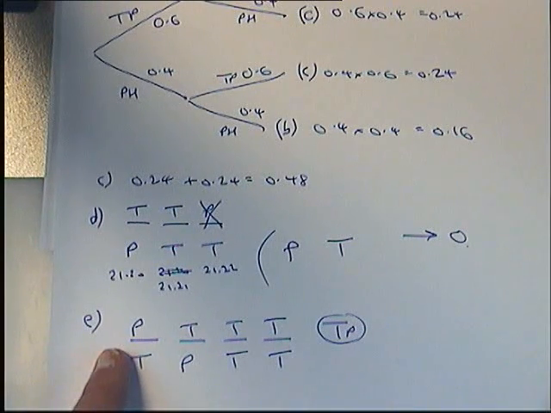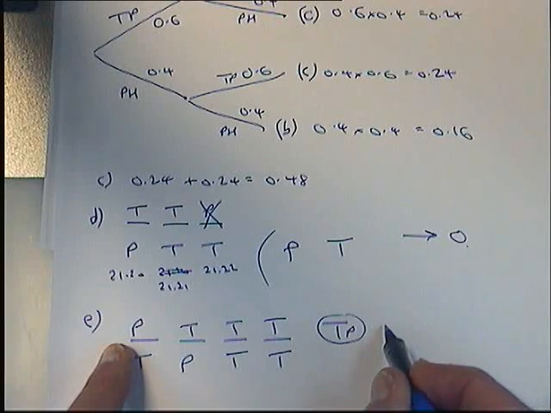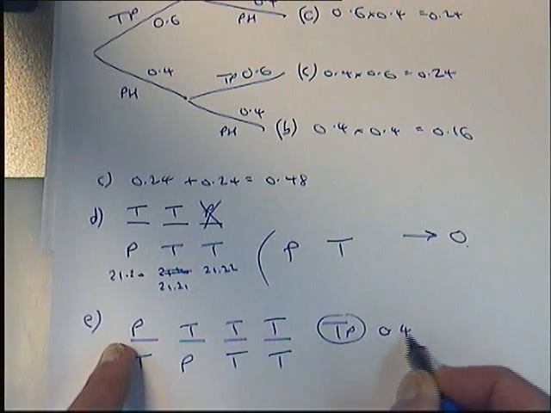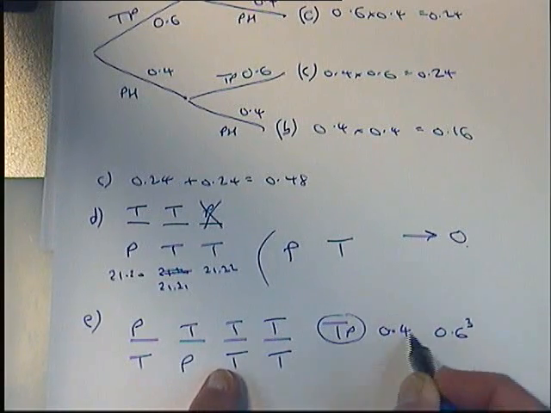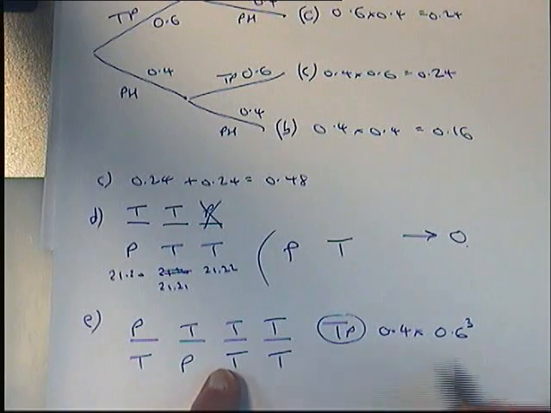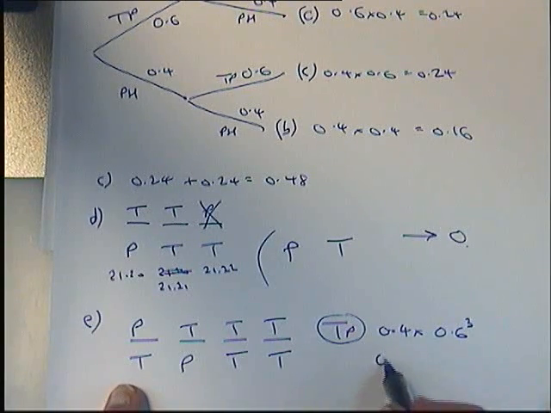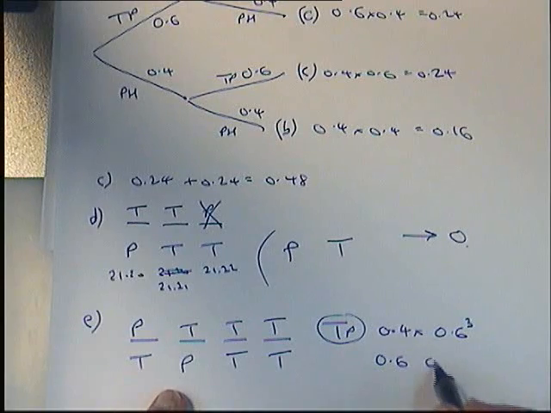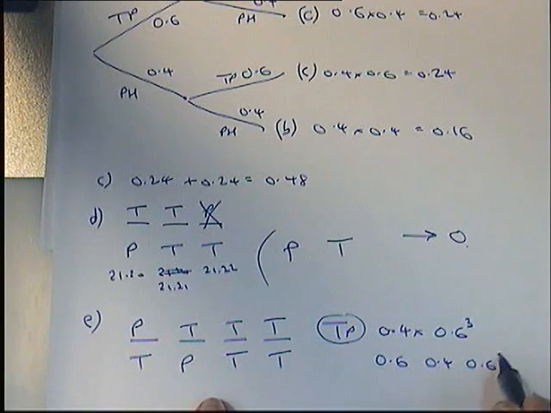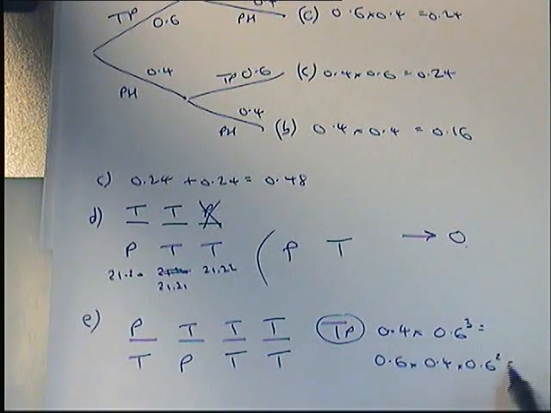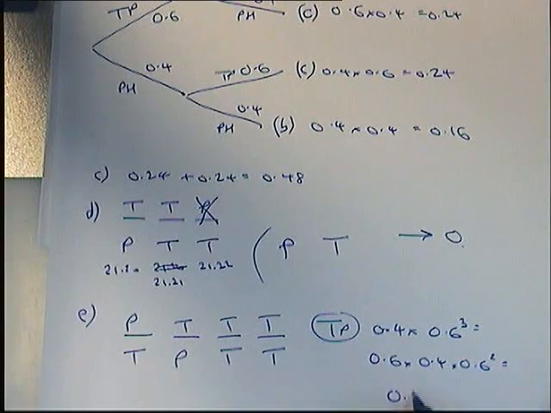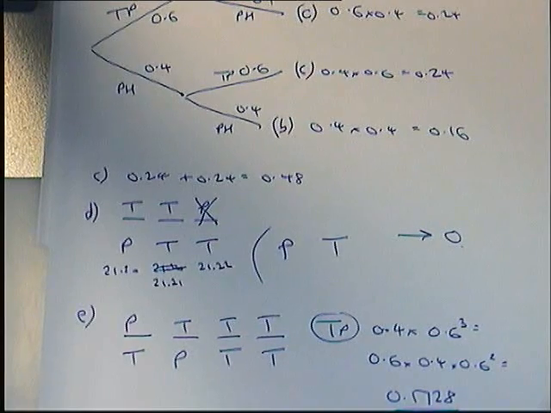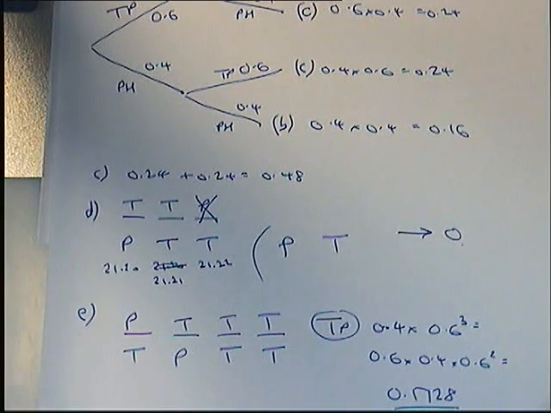So the first one here is P winning, which is 0.4, and then T winning 3 times, which is 0.6 times 0.6 times 0.6. So write that down as 0.6 cubed. This one is T winning the first one, which is 0.6, then P winning, then T winning twice. So we get those probabilities. It's the top one or it's the bottom one, so you need to add them together, and you get 0.1728. That's the final answer for that one.